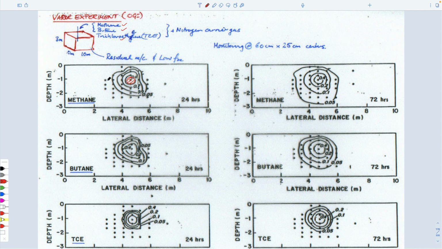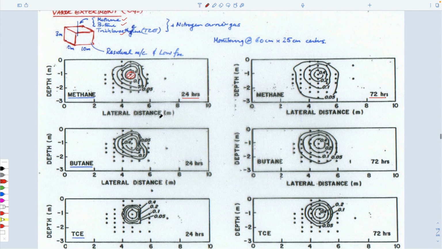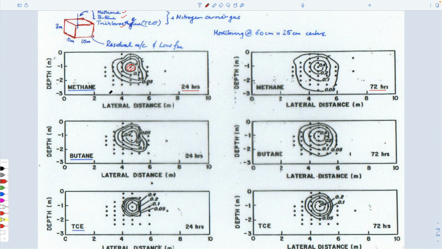And these individual capillary tubes are just for sampling the concentration at a given time. All the figures on the left-hand side are the concentrations after a day. All the figures on the right-hand side are the concentrations after 3 days. And you see that for methane and butane, the plume has traveled the furthest, and for TCE, it's traveled least far.